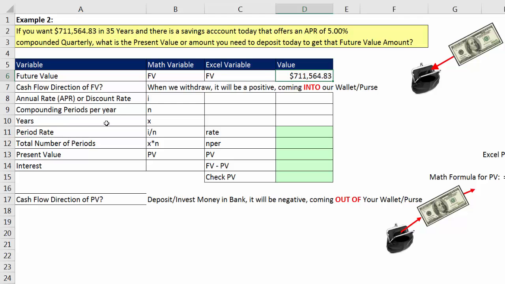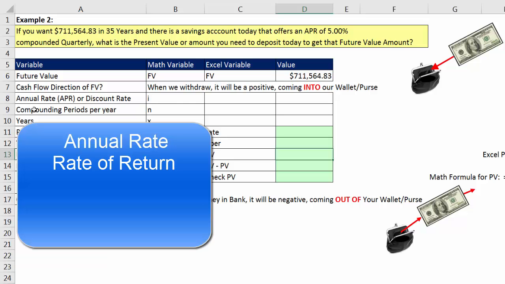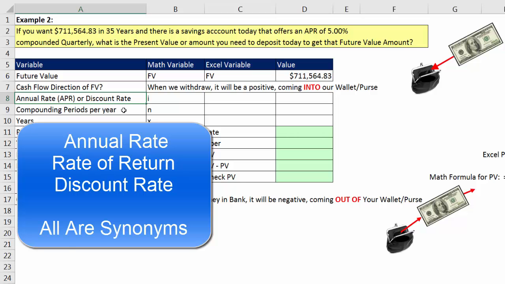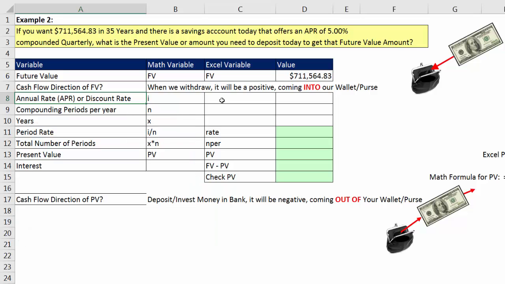Now, when you're calculating present value like we're going to be calculating, you might hear annual rate. You might hear rate of return. But commonly, you'll hear discount rate. All of those are synonyms that mean what's the annual rate. So the annual rate, 5%. Compounding periods per year, that's quarterly, so we use a 4. Years, that's 35.